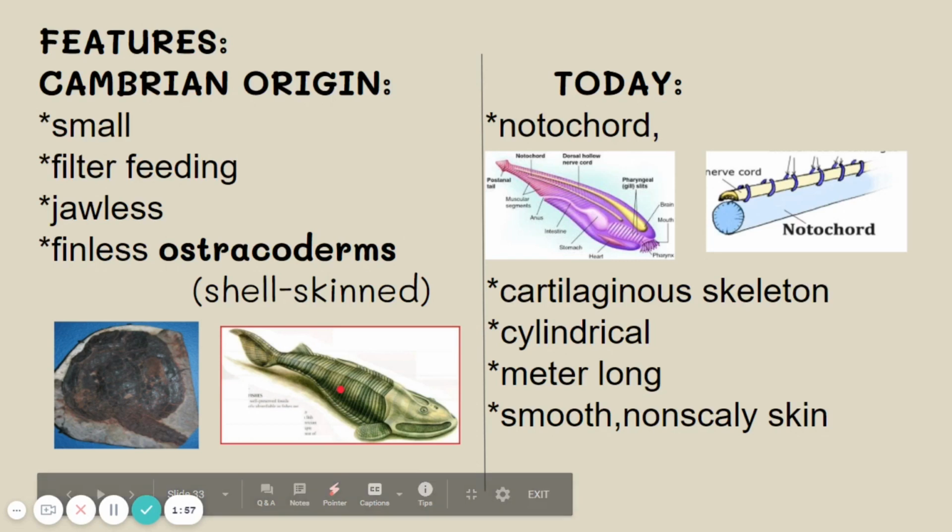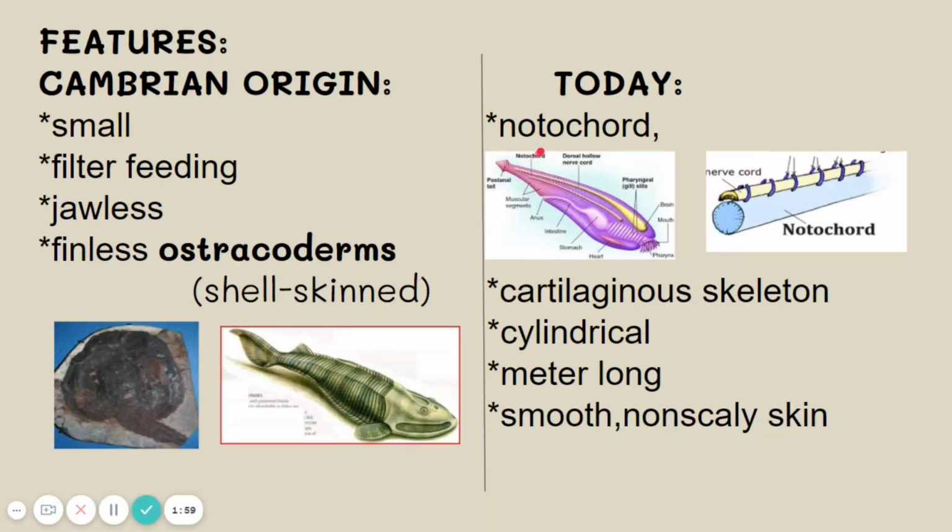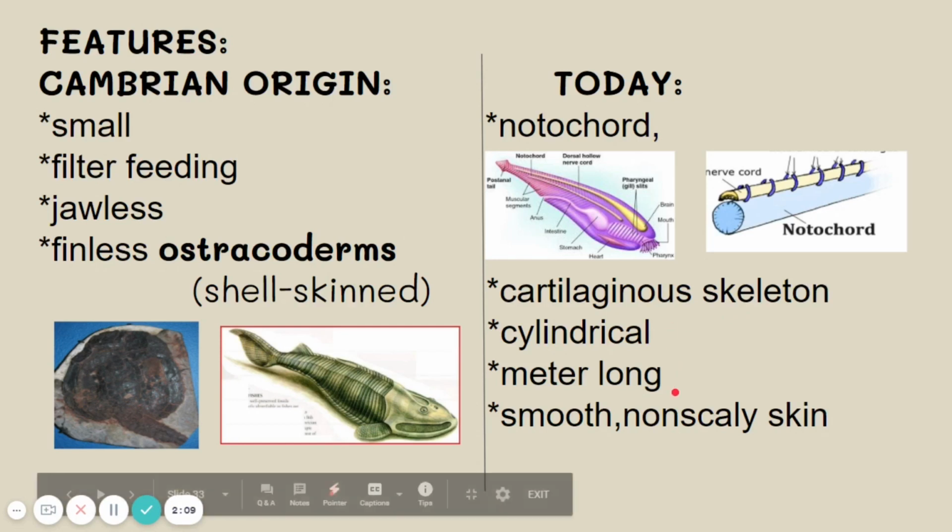But today, jawless fishes have the notochord. This is the notochord. They also have a cartilaginous skeleton. They are cylindrical, up to a meter long, with smooth, non-scaly skin.